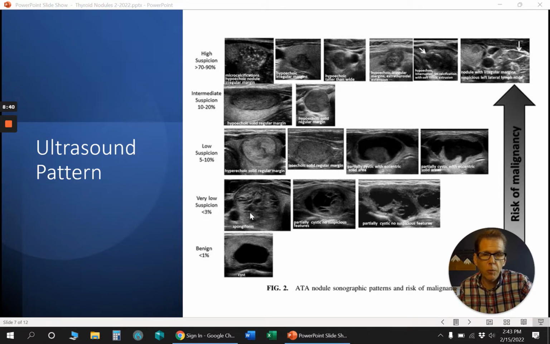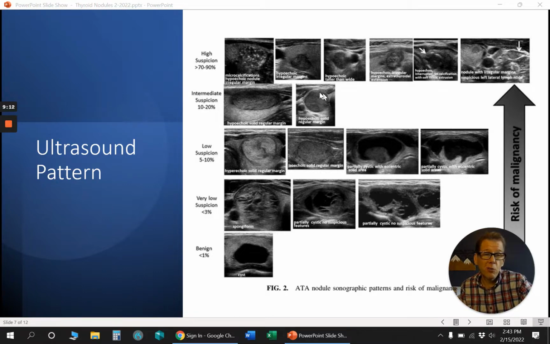So these so-called spongy nodules that have little fluid pockets interspersed with a lace of solid, or a mix of fluid and solid. This is what we call a very low suspicion pattern. Less than 3% of those turn out to be cancer. As we come up, nodules that are the same color as the surrounding thyroid or a little bit brighter, or have some fluid with a lump of solid tissue on one side, those we call low suspicion. About 5 to 10% of those turn out to be cancer.